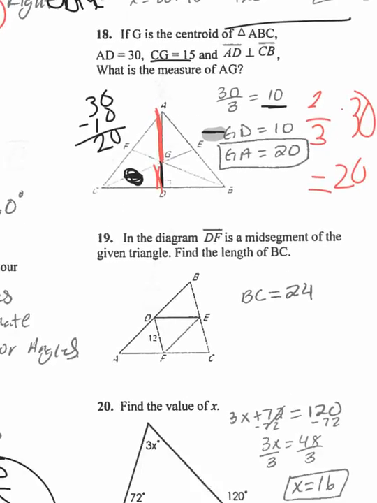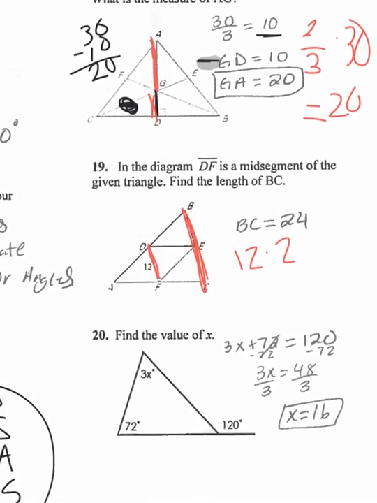In the diagram number 19, DF is the mid-segment of the given triangle. Find the length of BC. So very simply, if this is a mid-segment, first of all, this is parallel to this line, and then more importantly, it's half. So this is simply 12 times 2. That's pretty straightforward.